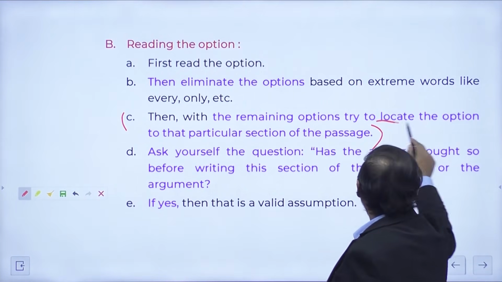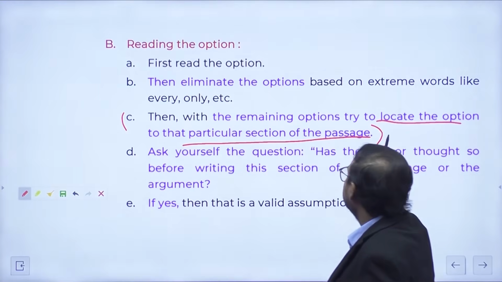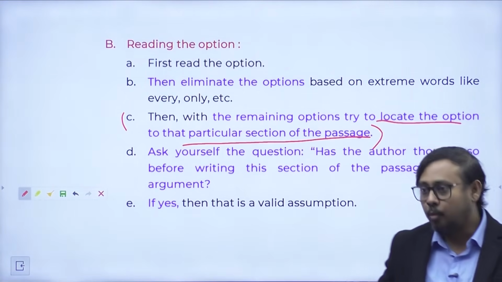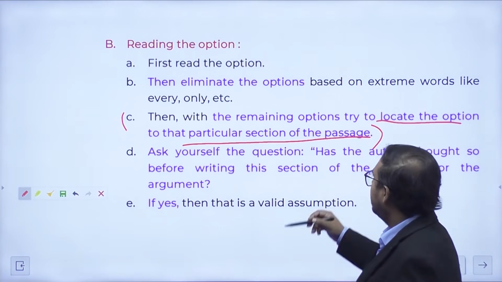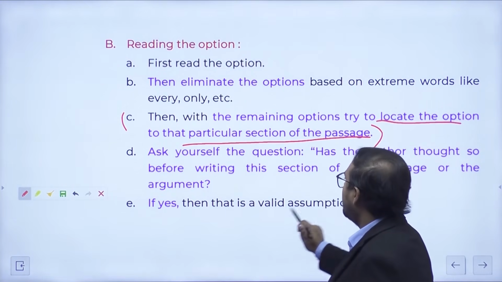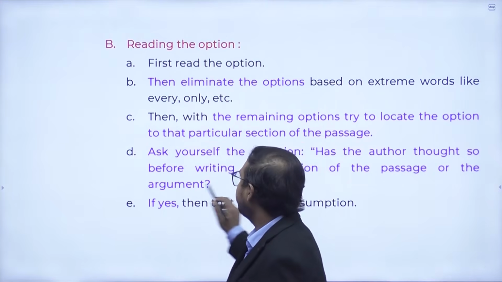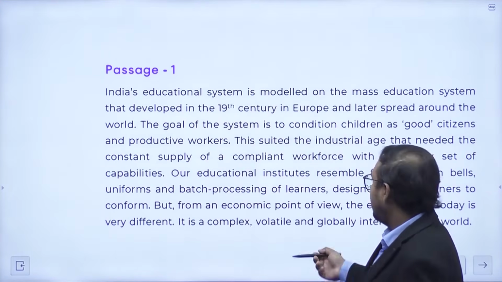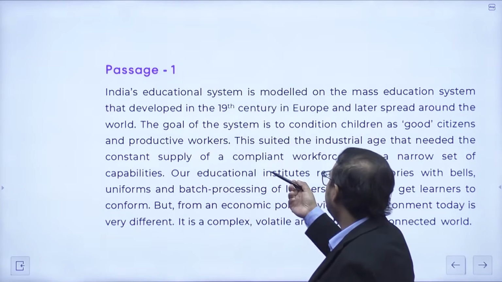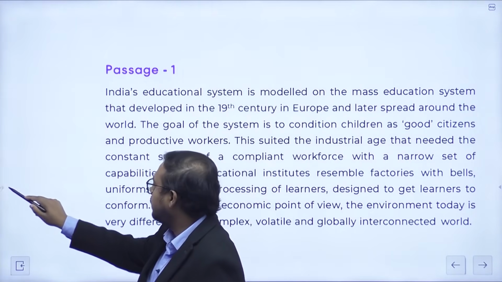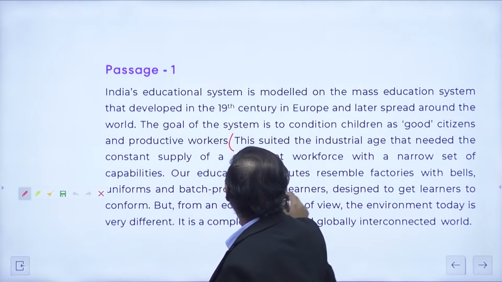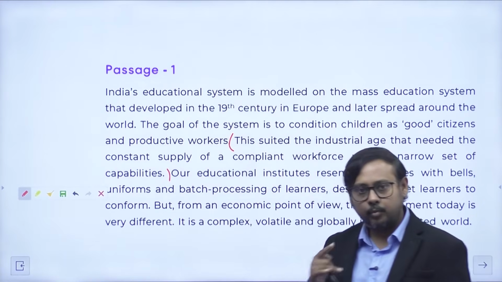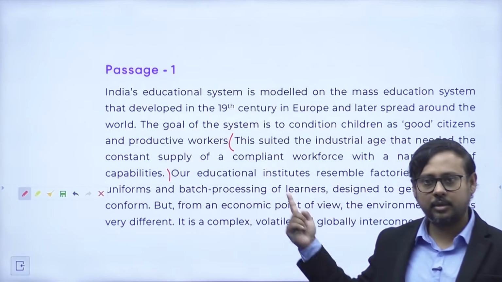Then you have to locate that option in that particular section of the passage. But this is very important. Let's say this is a passage. Now UPSC can frame an assumption from only one sentence, from here to, let's say, here. They can frame one assumption from here.